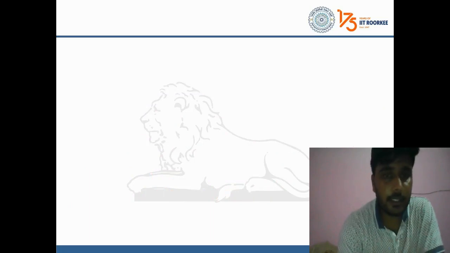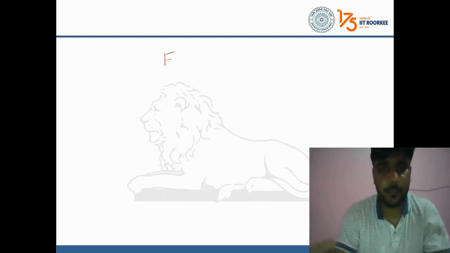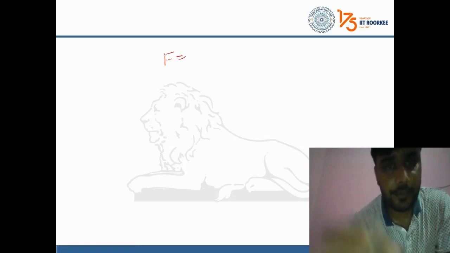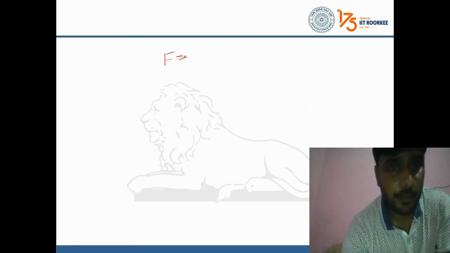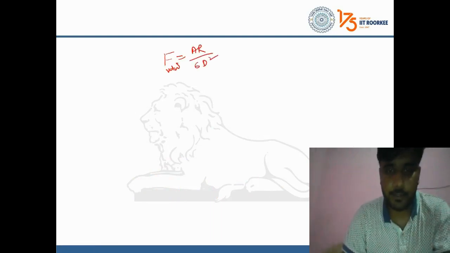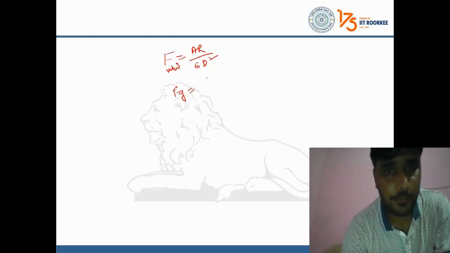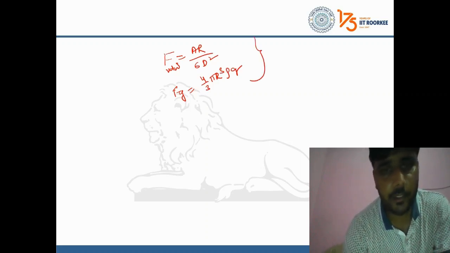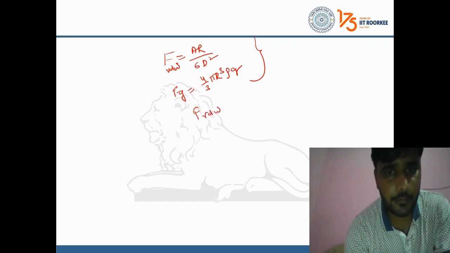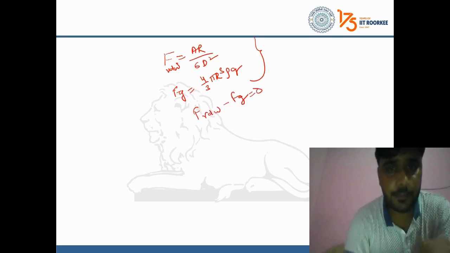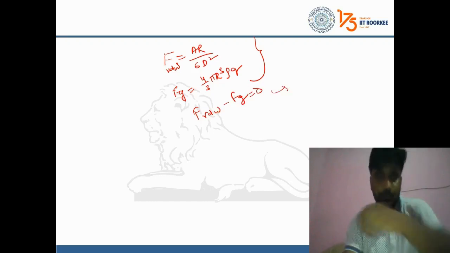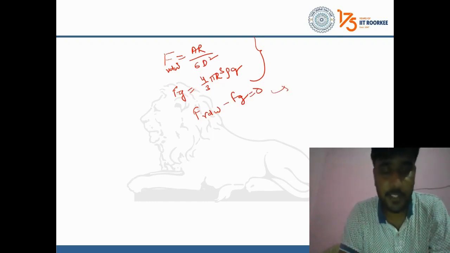So this is the term that we are given here. F is equal to the van der Waals force, A R by 6 D square, and the gravitational force is given by 4 by 3 pi R cube rho g. After the interaction there is no resultant force, so you can write minus Fg is equal to 0. So the resultant force will be 0. That will show the spheres are detached from the surface.